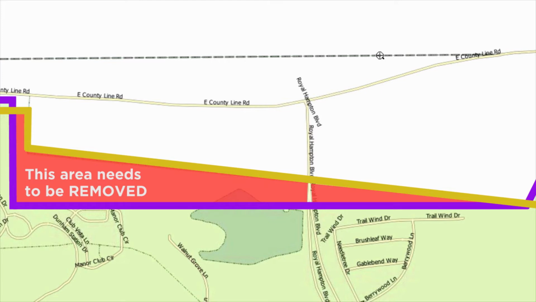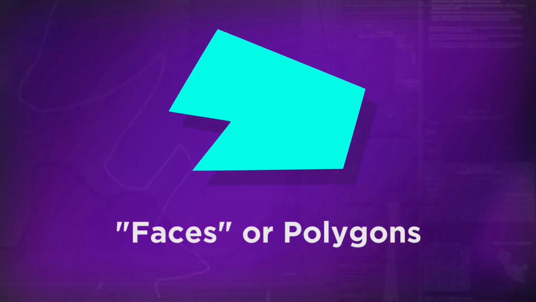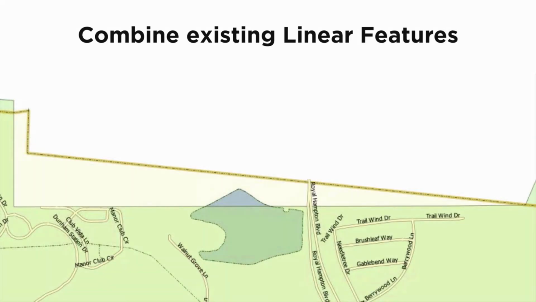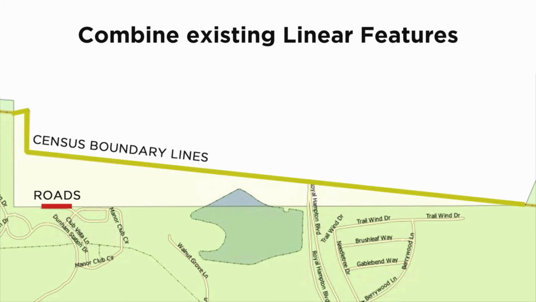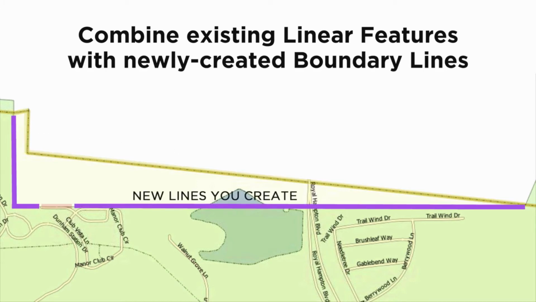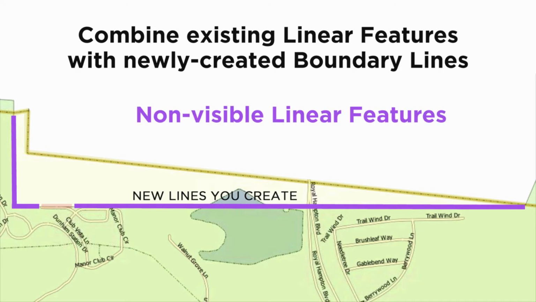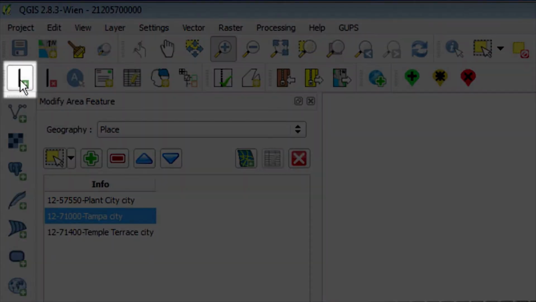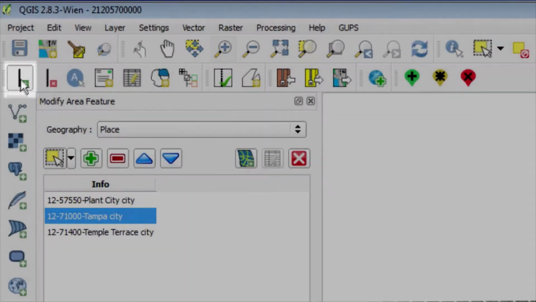To isolate the area that does not exist on the local map and thus indicate where to make the boundary correction, we again need to create new faces or polygons. As with making a boundary change, making new faces consists of combining existing linear features, such as roads and Census Bureau boundary lines, with new boundary lines you create, also known as non-visible linear features. To create new linear features that accurately represent the entity, select the Add Linear Feature tool in the BAS toolbar.